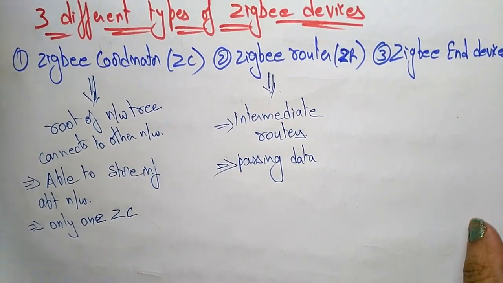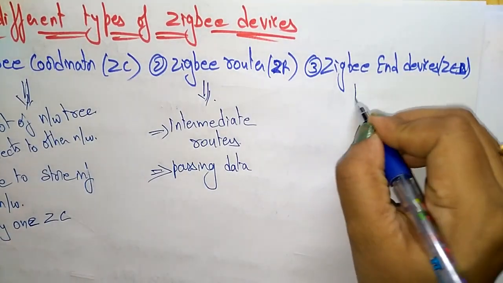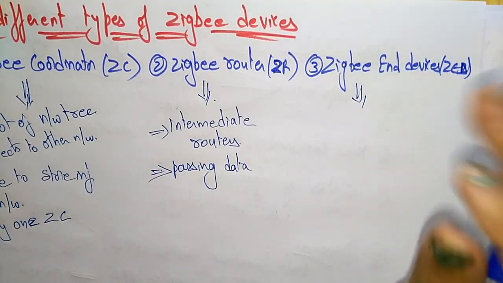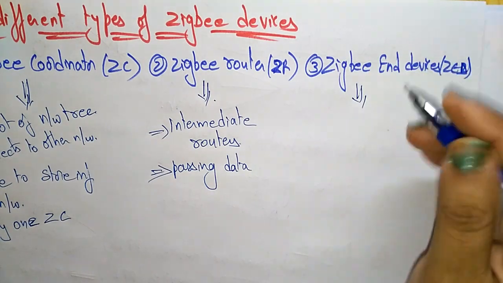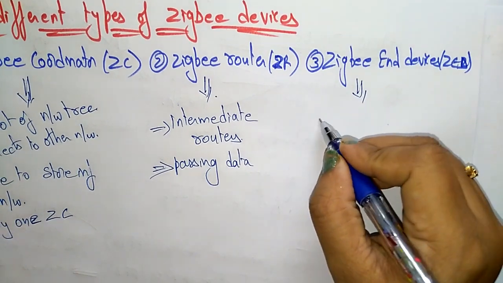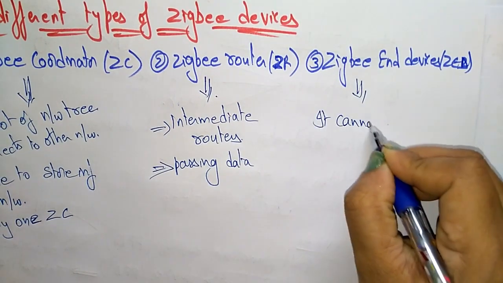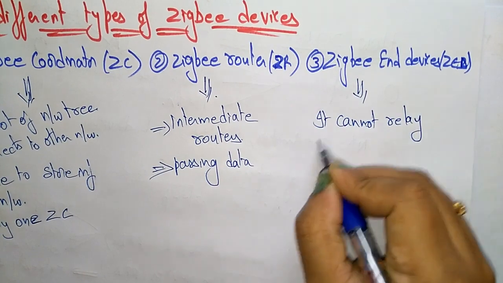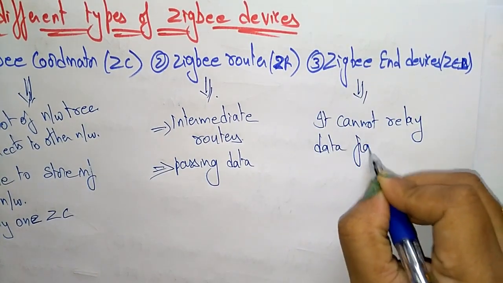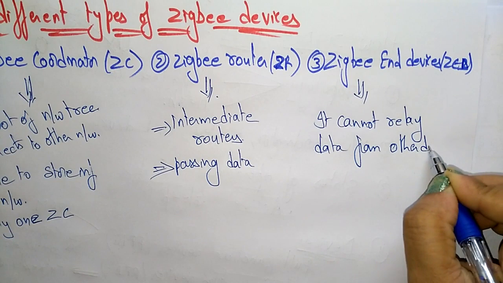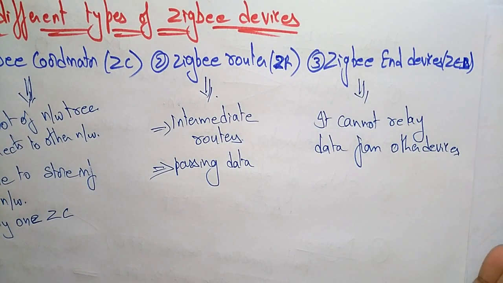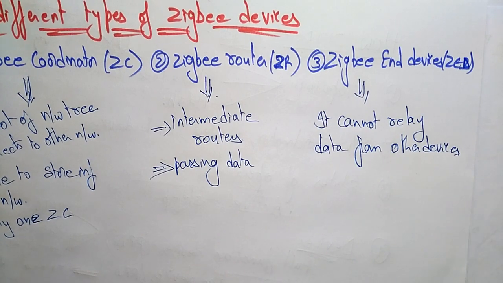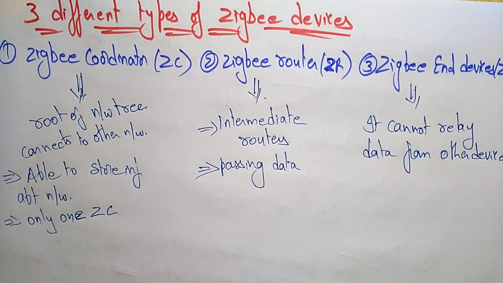Now coming to the Zigbee end devices, what will the Zigbee end devices do? It contains just enough functionality to talk to its coordinator. It cannot relay data from other devices. It is just an end device, that's why it cannot relay data from other devices. So these are the three different types of Zigbee devices that are used in Zigbee technology.